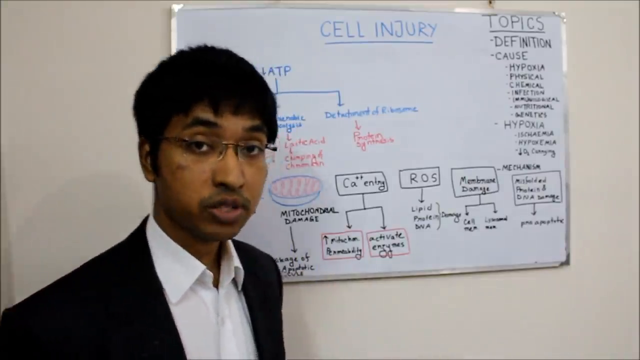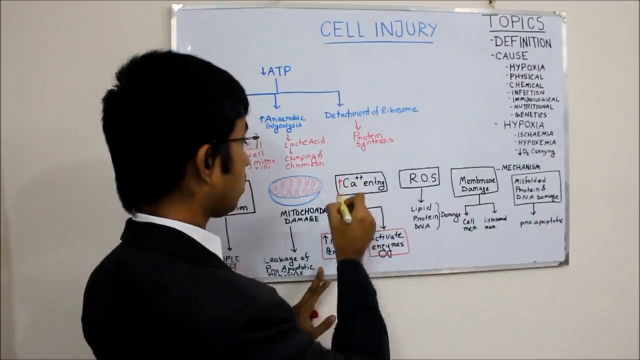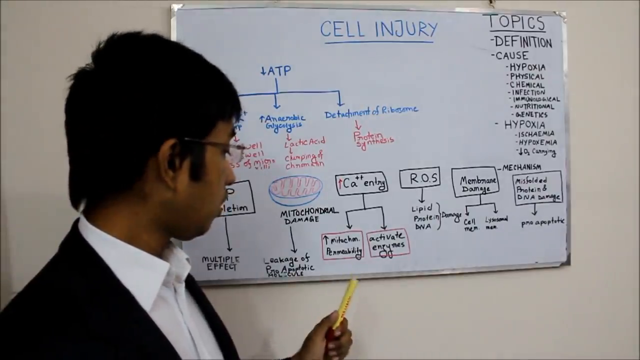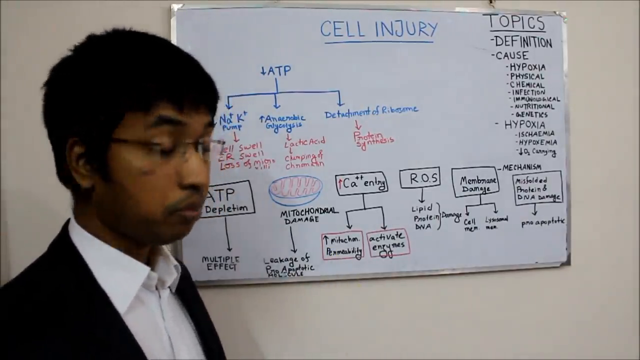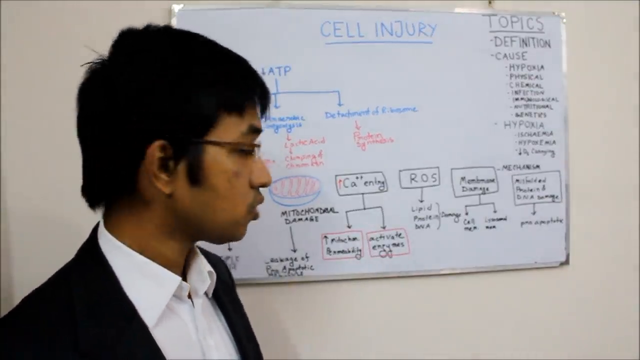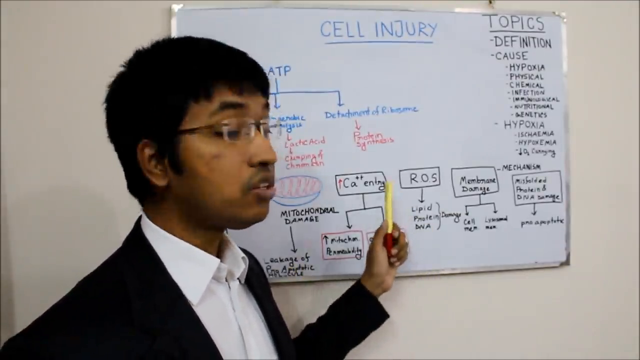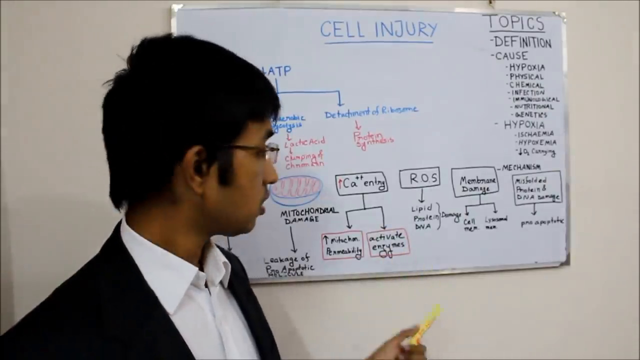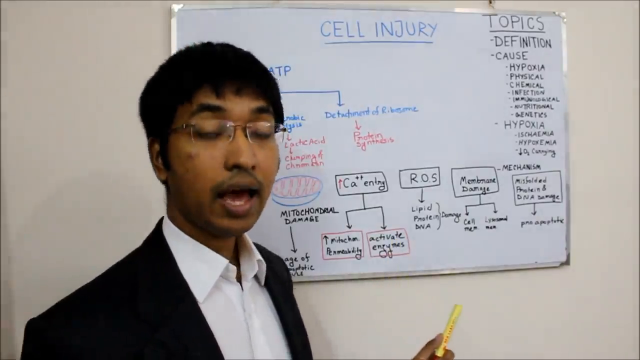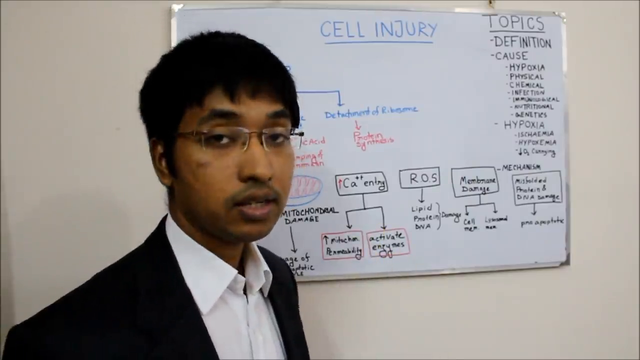Another mechanism of cell injury is increased calcium entry, and that will have a lot of effects by increasing mitochondrial permeability as well as by activating certain enzymes. Another mechanism of cell injury is the reactive oxygen species. They can damage lipid, protein and DNA, and cause cell injury by damaging these lipid, protein and DNA.